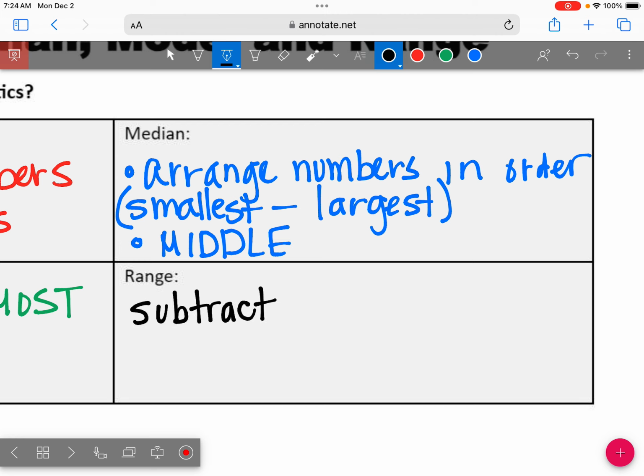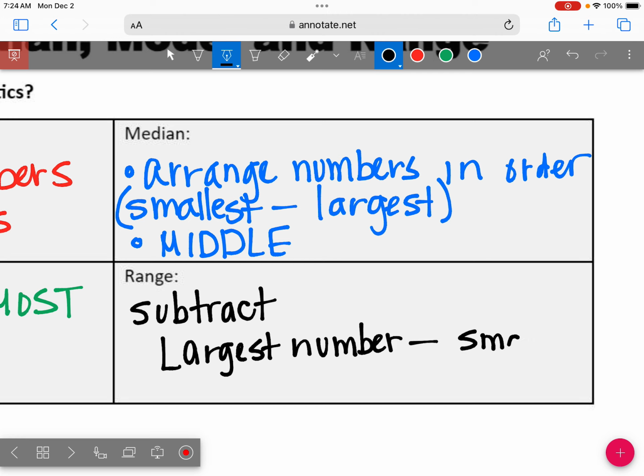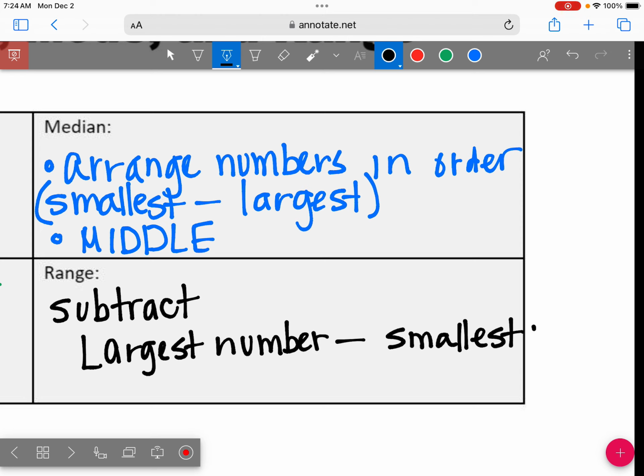And the last term that we're going to talk about is the range. And to find the range, you subtract the largest number minus the smallest number. And that's the 4 that we're going to focus on.